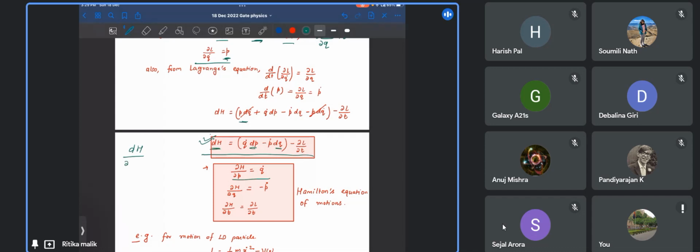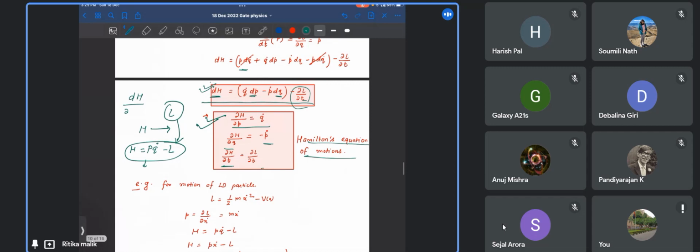And if you differentiate dH with respect to Q, you will get minus P dot. And again, with respect to t, you will get del L by del t. So these are the Hamiltonian equations of motion. You write the Hamiltonian of your system, which is given by pq dot minus L. So first you have to write the Lagrangian. From that you will derive your Hamiltonian, and then you write your Hamiltonian equations of motion.